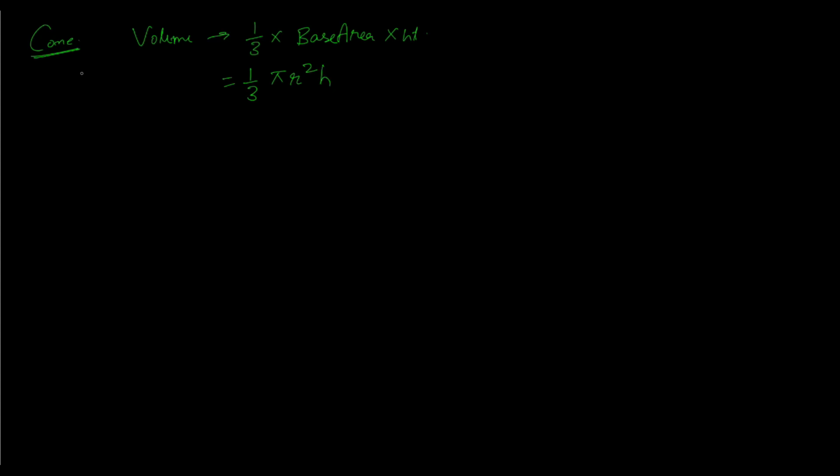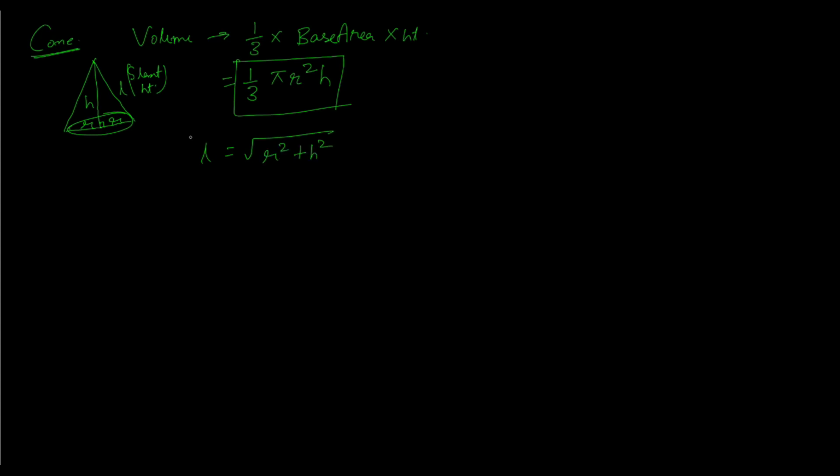Remember, if I draw it again, this is the circular base. This is the radius. This is the height, and this is the slant height. This L is the slant height. Okay. So volume is 1/3 pi r square h. Now this L, h and r, they are related through the right angle triangle. So L is equal to square root of r square plus h square, obviously.